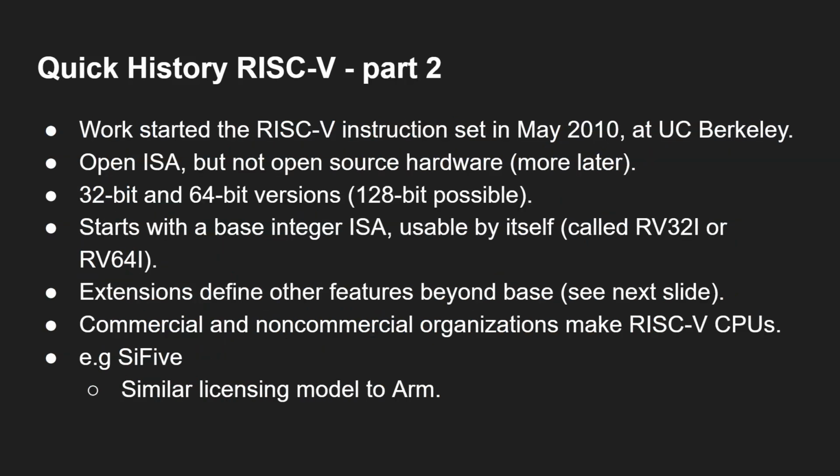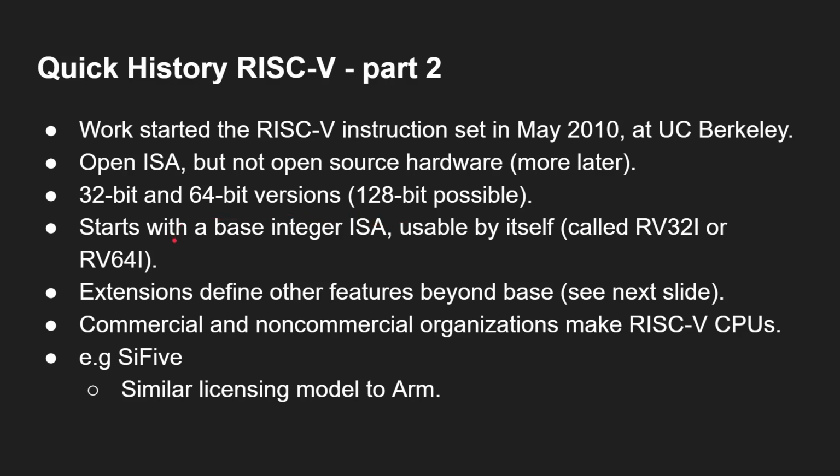So the work on RISC-V started in 2010, again at the University of California. It's an open ISA. That means that the architecture is free to use by anybody. You don't need a specific license or to pay any royalties. However, it's not open source hardware. This is a big thing that people don't understand, and I will go into that a bit more in a moment. There are 2 versions, 32-bit and 64-bit, and 128-bit is possible according to the architecture documentation.